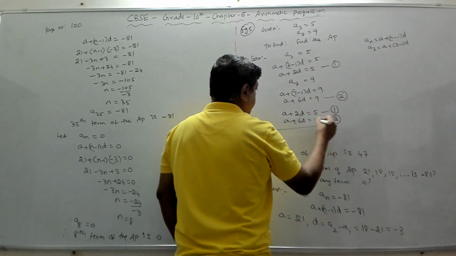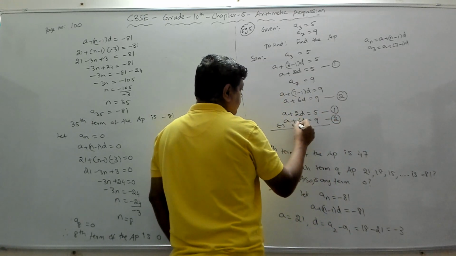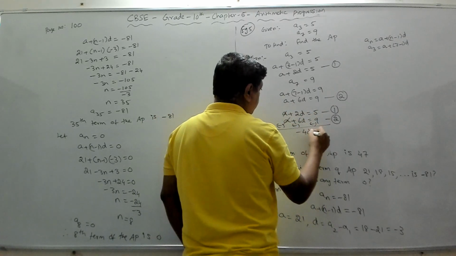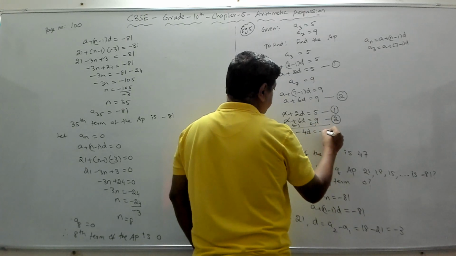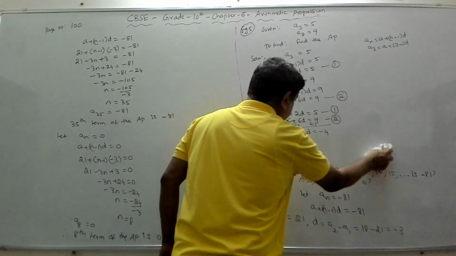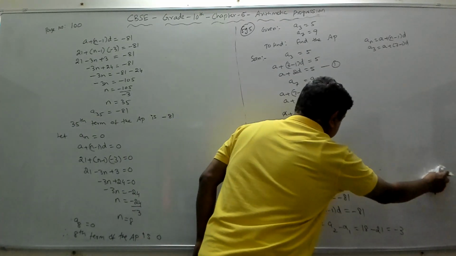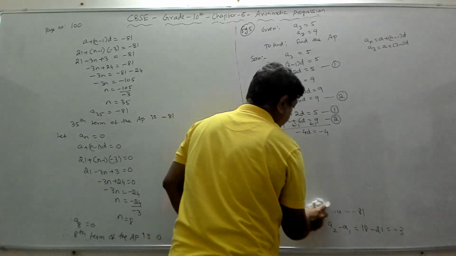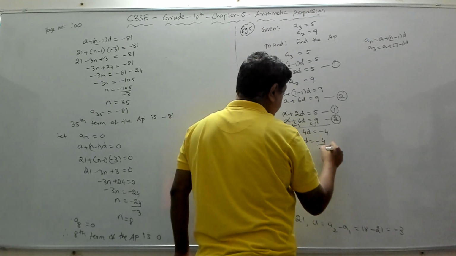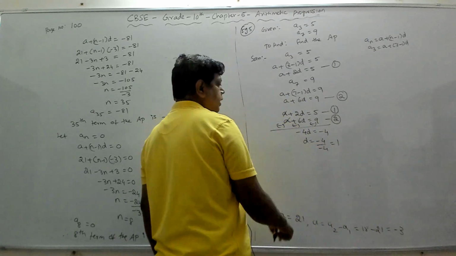Now let's subtract both, the elimination method. A minus A cancels. 2D minus 6D is minus 4D, equal to 5 minus 9, which is minus 4. So minus 4D equal to minus 4 means D is equal to minus 4 by minus 4, which is 1. So we found D, the common difference.